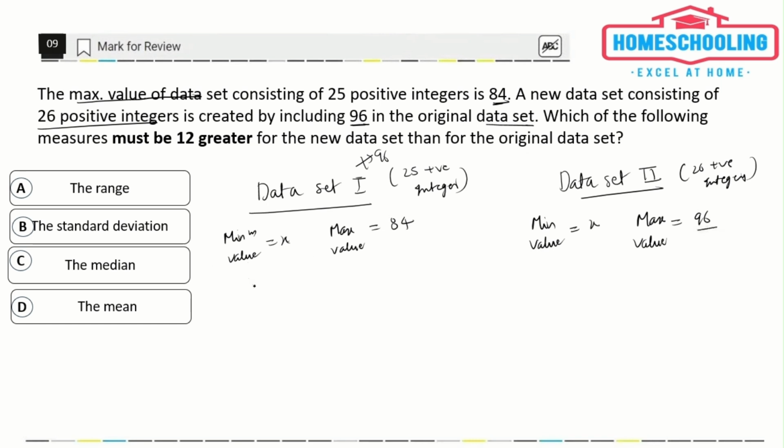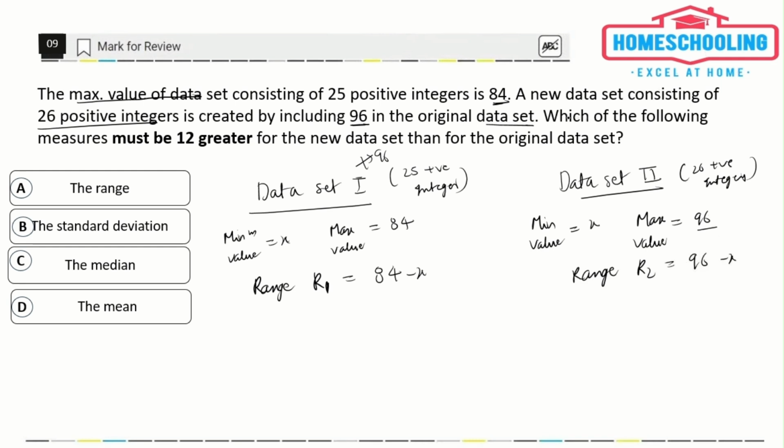So now let's find the range of data set 1. Let's call it R1 for data set 1. So it is 84 minus x. And let's find the range for data set 2, R2. It is going to be 96 minus x.